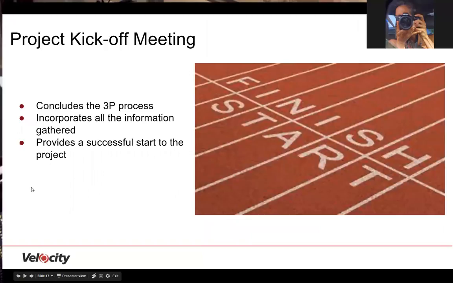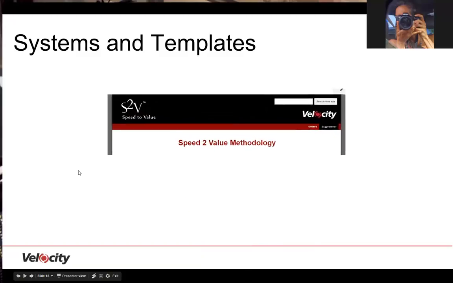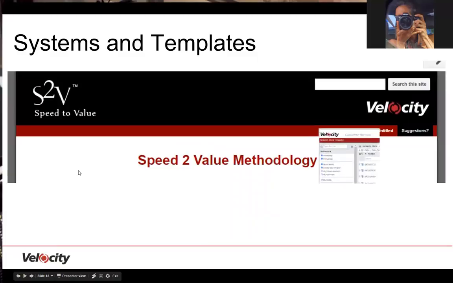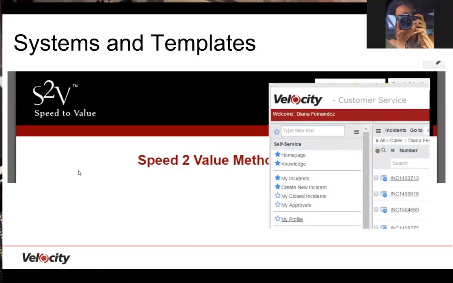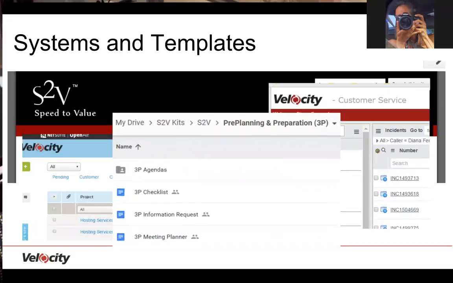The project kickoff meeting concludes the 3P process. All the information is gathered, incorporated, and shared. This is a critical phase to the startup year path of success. The next few slides will cover systems and templates, speed to value directory, VCS new customer onboarding, Open Air project setup, and shared templates like master project plan, meeting planner, information requests, and checklist template.